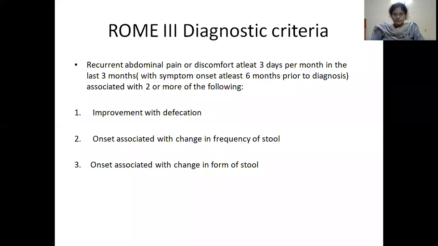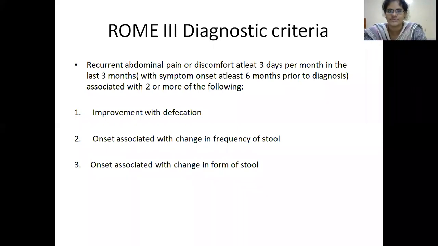And coming to the most important, this is the Rome 3 diagnostic criteria. In this patient, before the diagnosis, the symptoms will have been there for the past 6 months. But there will be recurrent abdominal pain or discomfort at least 3 days per month in the last 3 months, associated with 2 or more of the following. What are the following? Improvement of the pain with defecation, or onset associated with a change in frequency of stool, or onset associated with a change in the form of the stool.